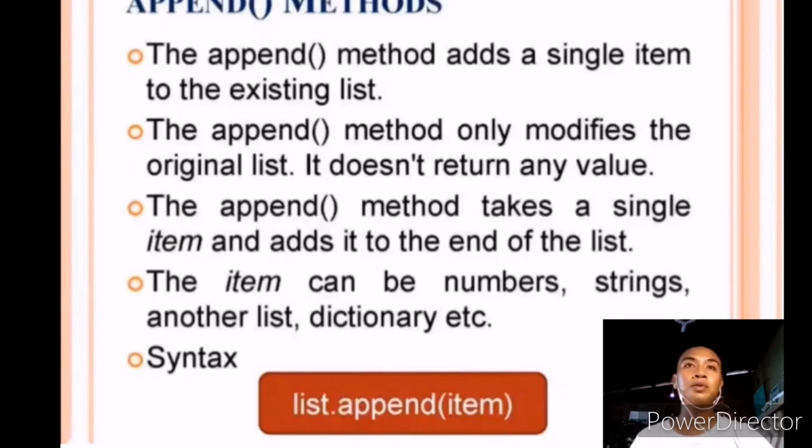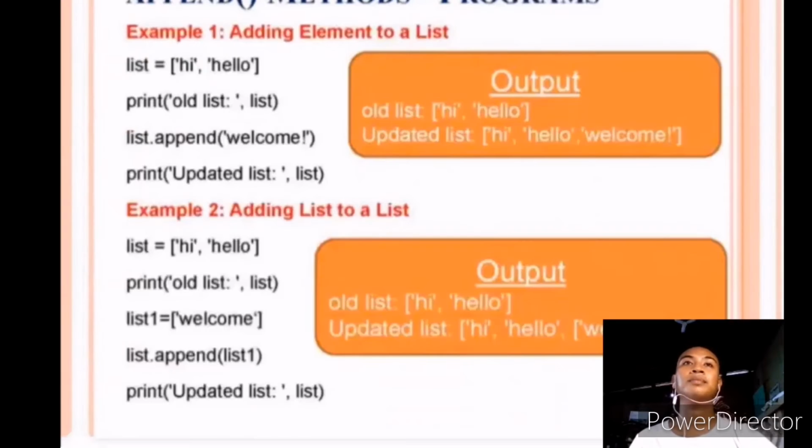append() method. The append() method adds a single item to the existing list. The append() method only modifies the original list. It doesn't return any value. The append() method takes a single item and adds it to the end of the list. The item can be numbers, strings, another list, dictionary, etc. Syntax: list.append(item).